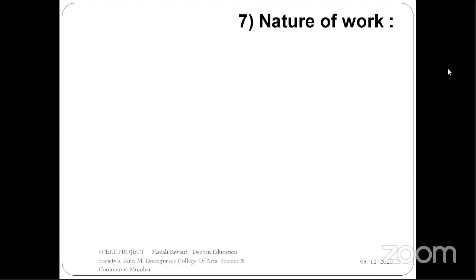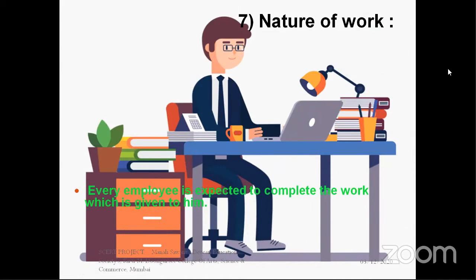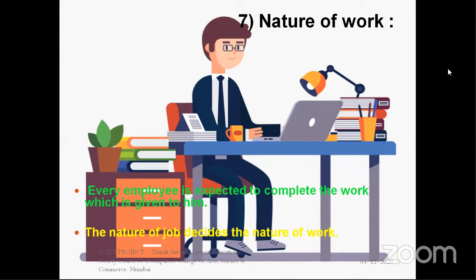What kind of work is it? What is the nature of work of employment? Every employee is expected to do what? To complete the job given to him. The nature of the job decides the nature of work. So it depends upon what type of job you are doing, what the requirements of your particular job are, and as per that you have to do your work.